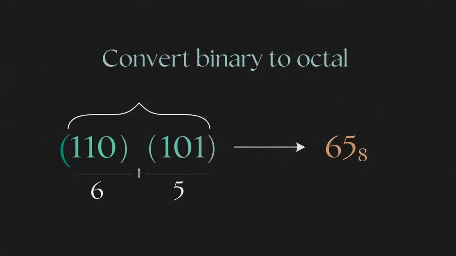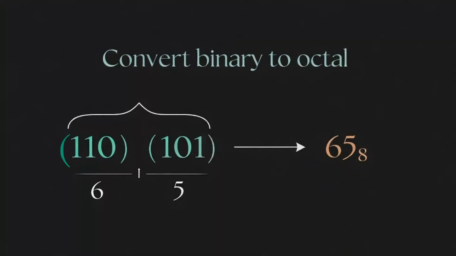Let's take 110101. Now make groups of 3 digits from the right, and we end up with two groups, first one being 101 and second one being 110. Now convert each group from binary to decimal, and we get 6 and 5.